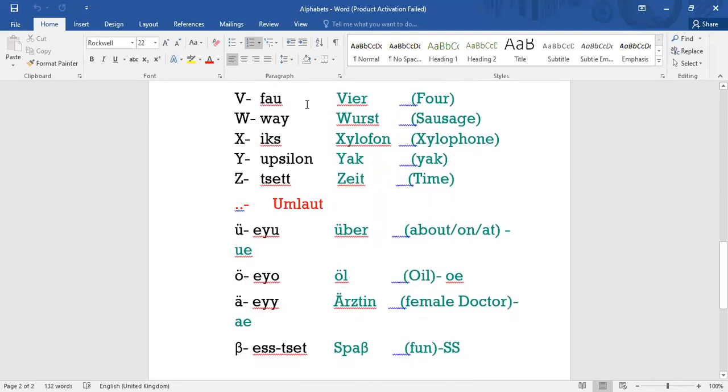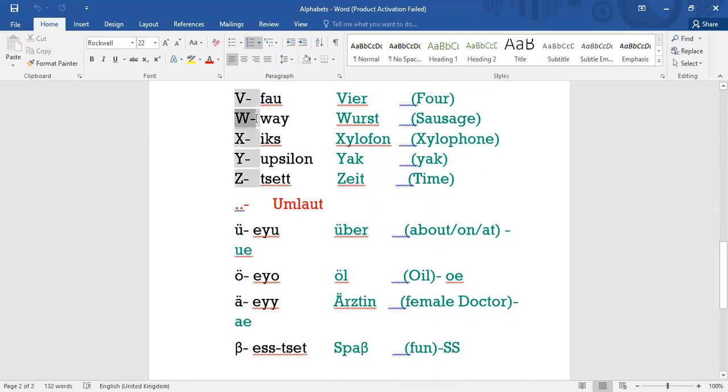And V gives a sound of fow. Fow means fur. Similar to J, whenever J is written, you have to read it out as y. Similarly with V, whenever you see a word written with V, you have to read it out as f. For example, this is VIER. This is fear, not wear. We will read it out as fear. This means four, the number four, which is called fear in German.